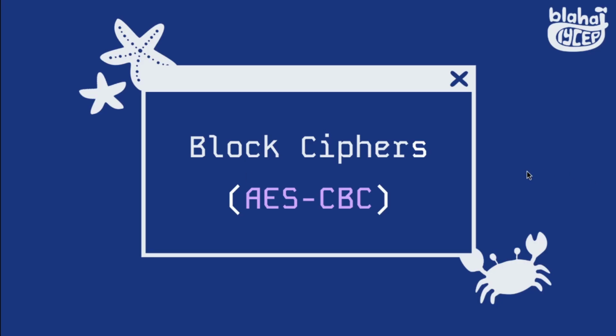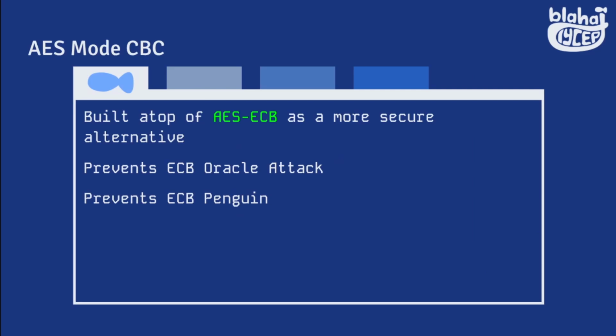Would anyone like to answer? Yes, it can be. But, I mean, that's obvious because that's why I asked you a question. Basically, there's this new mode called CBC, which stands for Cipher Block Chaining. This prevents the ECB Oracle attack, and it prevents another attack called ECB Penguin. I wouldn't say it's an attack, I would say it's a property. But if you wish, you can Google ECB Penguin.